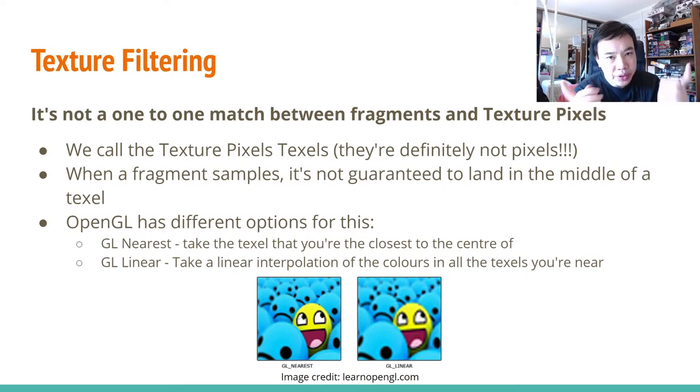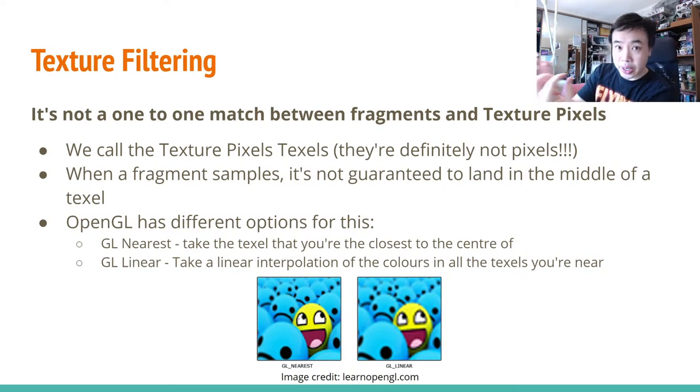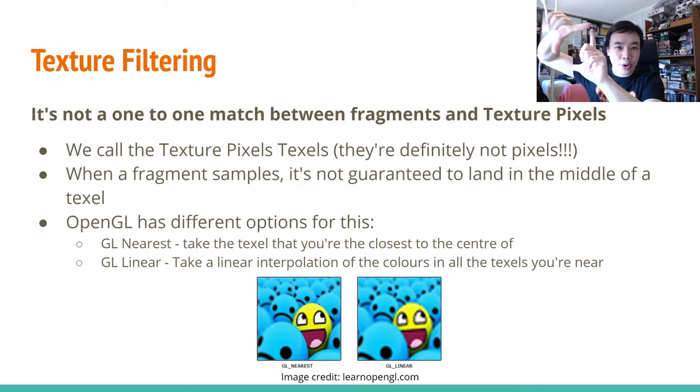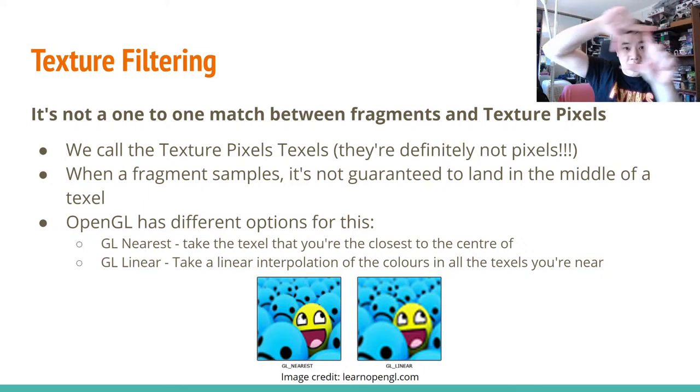So, as I said before, texels and pixels, not the same thing. A texel is color sample information. A pixel is a genuine one-to-one mapping to the little lights in your monitor that show you stuff. So if it's not a one-to-one match between fragments and texels, what does it mean if we sample the texels and we're not necessarily getting a really clear match between the fragment and a texel? So if we blow up our texels, they're these squares of color.